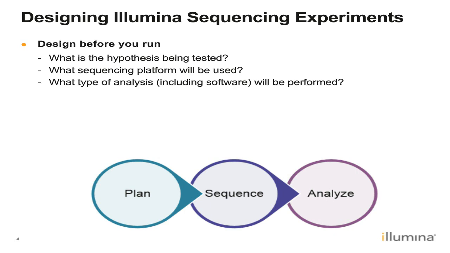And next, and also very important, is what type of analysis, including software, are you performing? Do you know of a particular aligner or variant caller that you want to use? If so, you might want to pre-check and see what software pipelines are available that include that particular tool in the analysis.